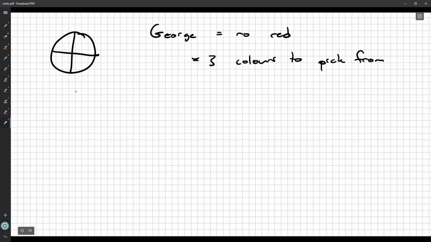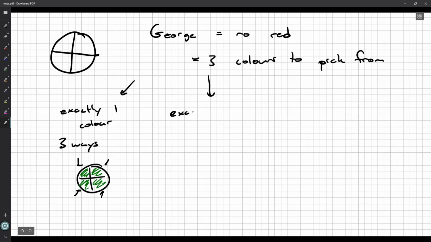Okay. So what could we do? Well, we could have a situation where George uses exactly one color. In which case the circle I get is going to all be green, or all be yellow, or all be brown. Right. So there really isn't a choice for where the colors go, because it's all going to be the same color, but we have a choice of 3 colors to pick from. So there's 3 ways for George to use exactly one color.